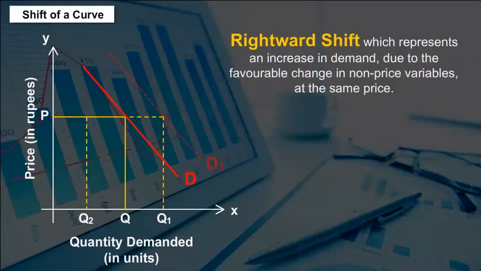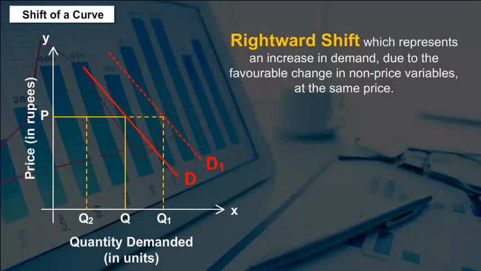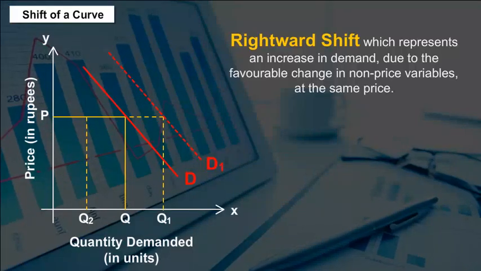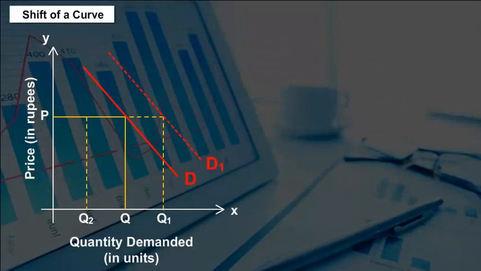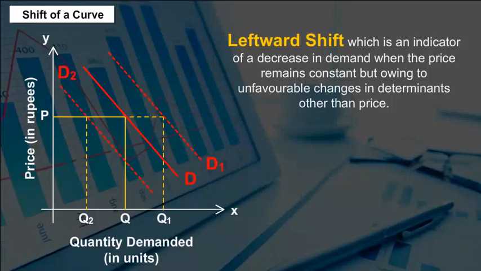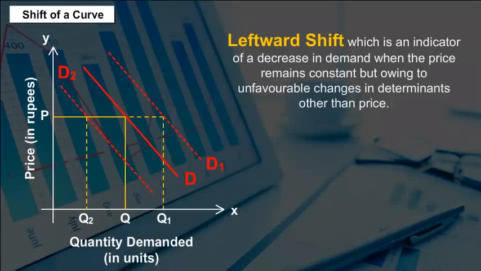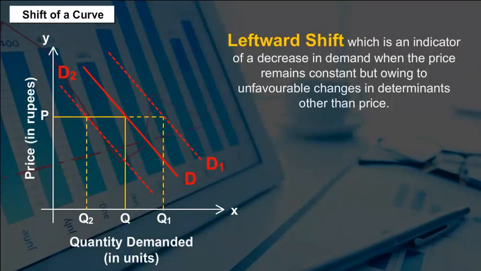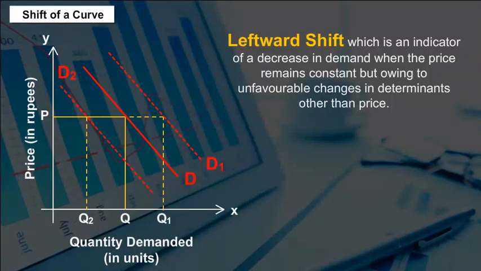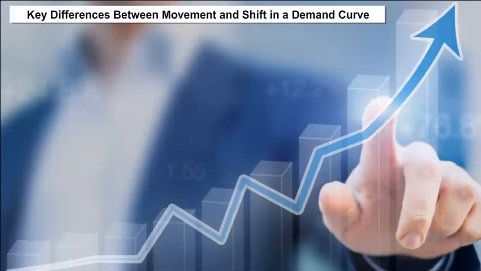Rightward shift, which represents an increase in demand due to the favorable change in non-price variables at the same price. 2. Leftward shift, which is an indicator of a decrease in demand when the price remains constant but owing to unfavorable changes in determinants other than price. Key differences between movement and shift in a demand curve.